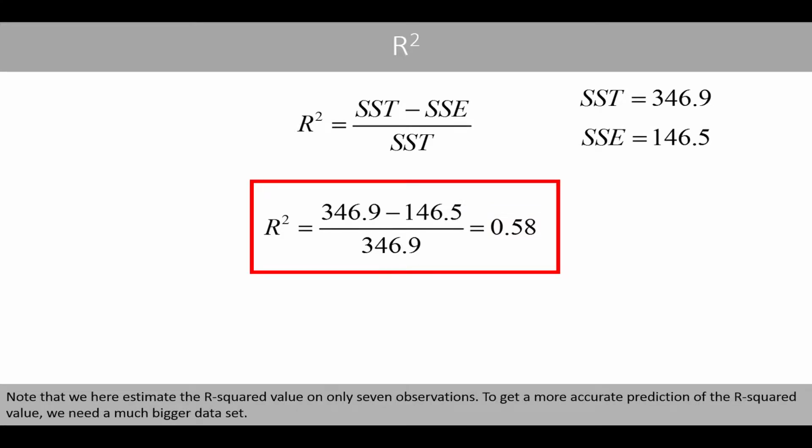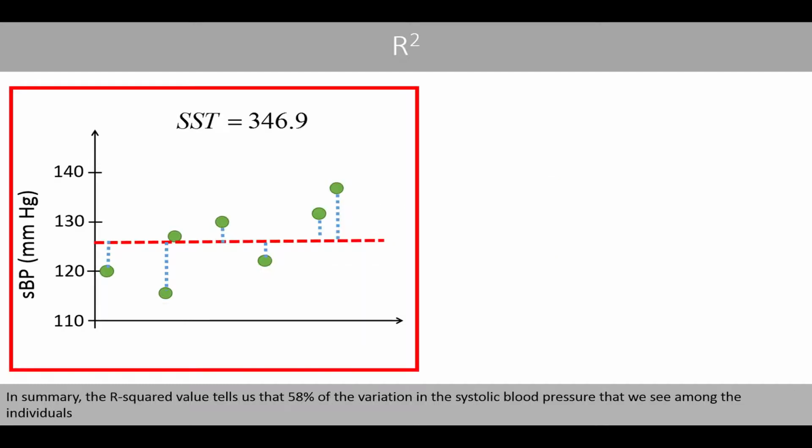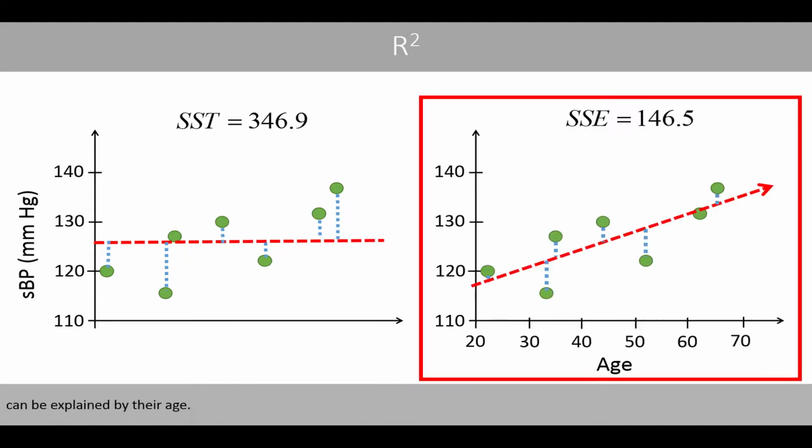Note that we here estimate the R-squared value on only 7 observations. To get a more accurate prediction of the R-squared value, we need a much bigger dataset. In summary, the R-squared value tells us that 58% of the variation in systolic blood pressure that we see among the individuals can be explained by their age.